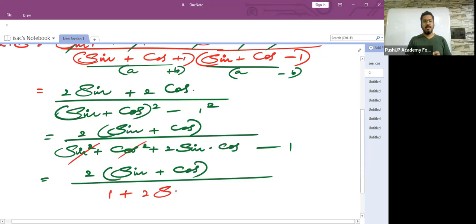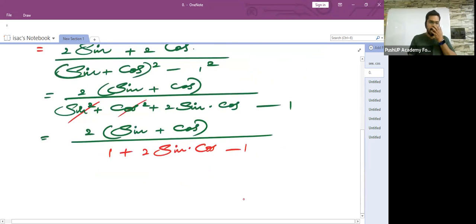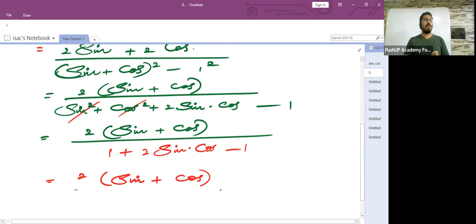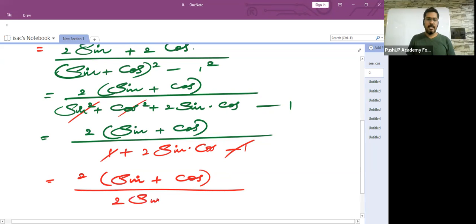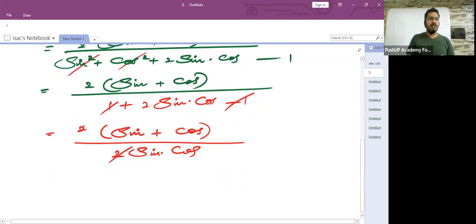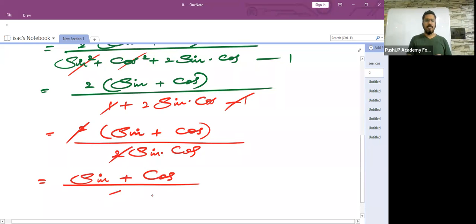So 1 plus 2 sine cos minus 1. In the very next step, there won't be any change in the numerator. Just keep it as it is. 2 times (sine plus cos) divided by, what will happen with this 1 and minus 1? They both will get eliminated. So what is left? 2 sine into cos. In the very next step, you can cancel 2 and 2. Isn't it? You can cancel 2 and 2. So what is left? (Sine plus cos) divided by sine into cos.